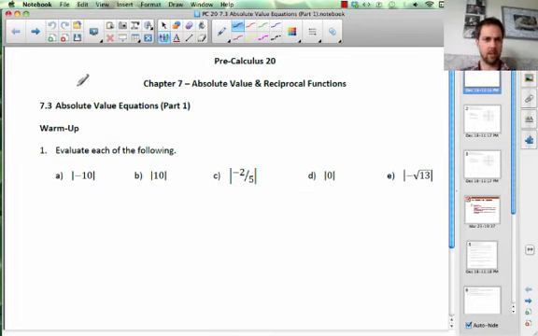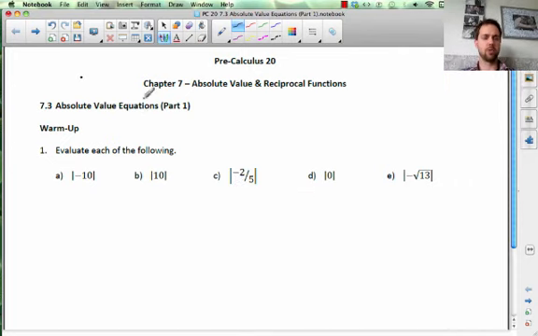Welcome. Today we're looking at 7.3, absolute value equations. We'll do both parts today in one video. So an equation, obviously we've been working with expressions so far, or functions, which don't have an equal sign in them. These will have an equal sign in them, so we will actually be solving for the value of a variable. So evaluate the following.